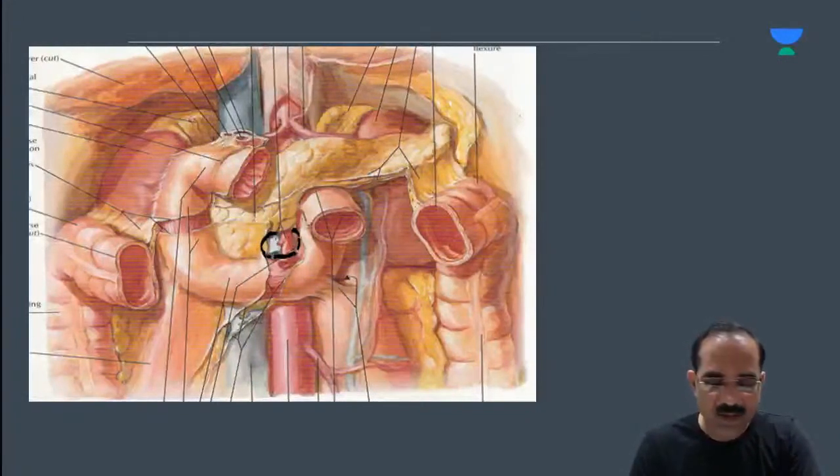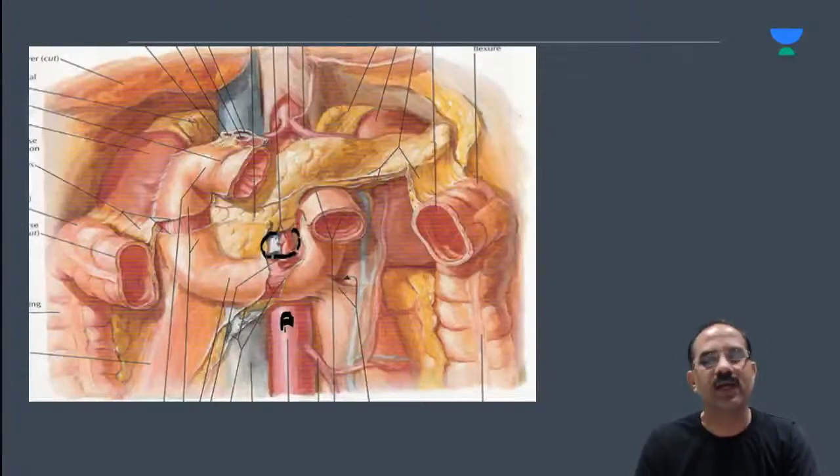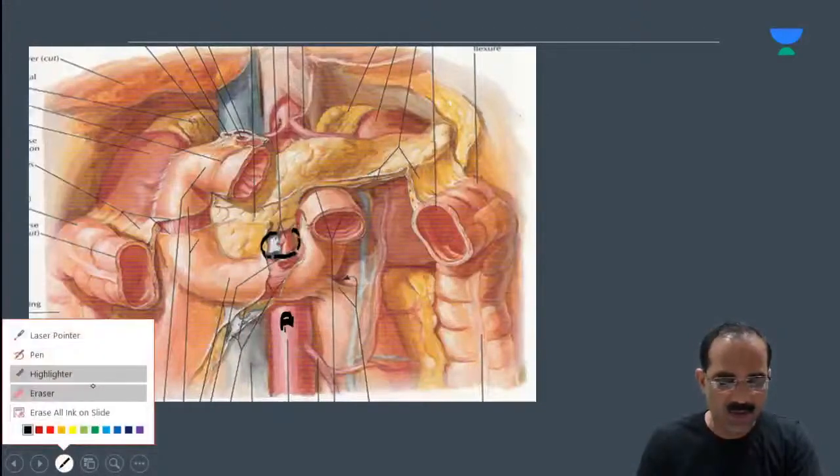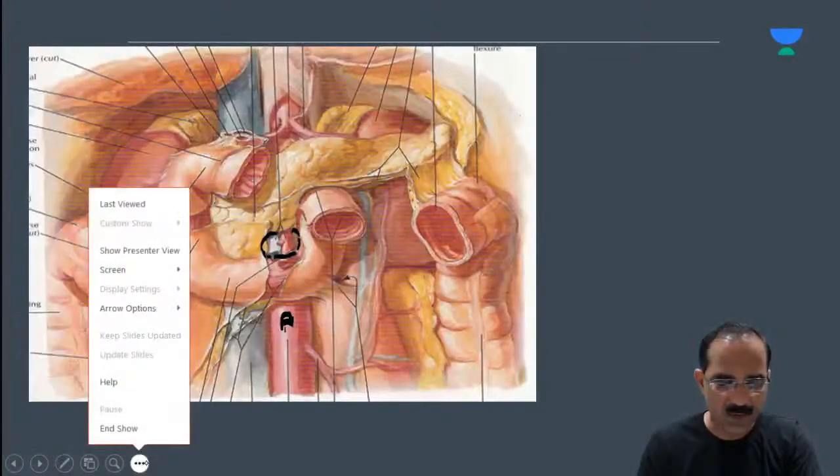Posteriorly, students, the uncinate process would be related to what? What is this big artery here? The aorta. So, one thing I would like to mention here, students, to all of you.